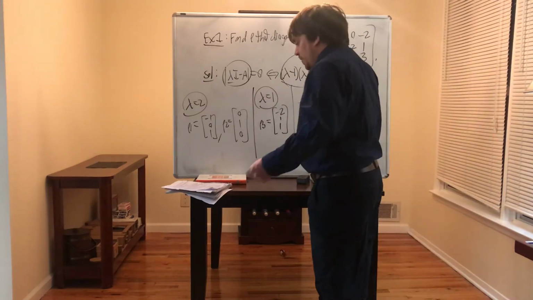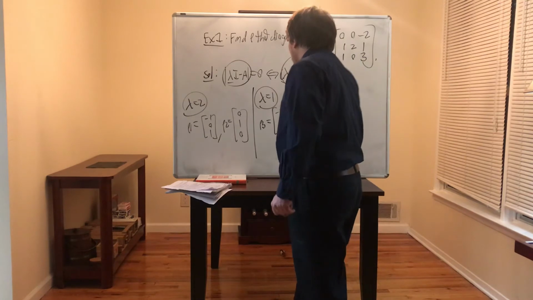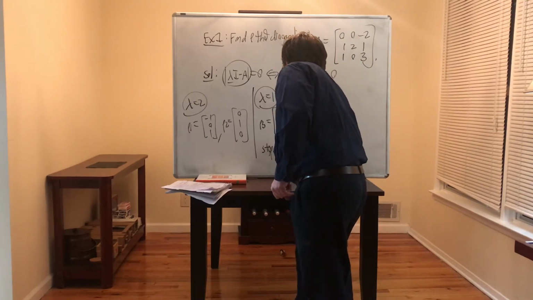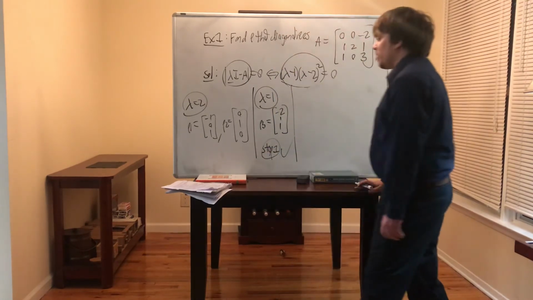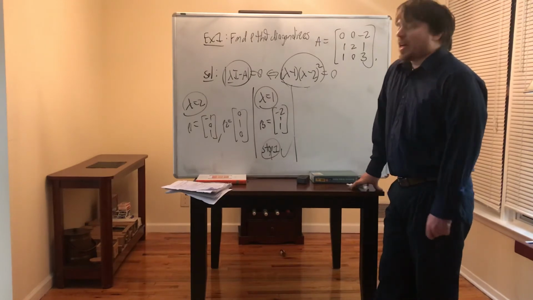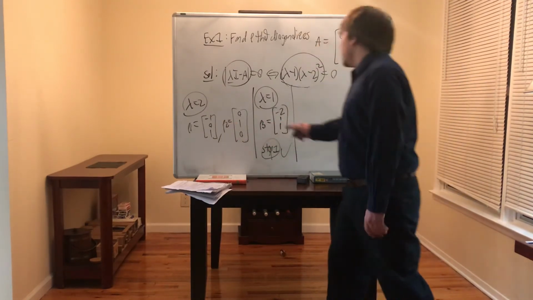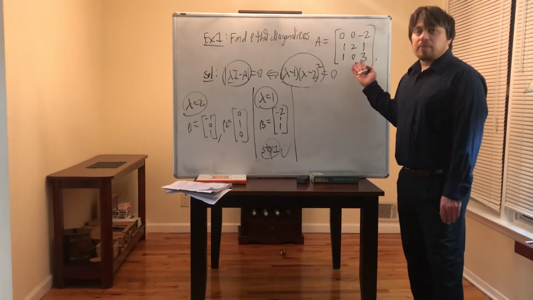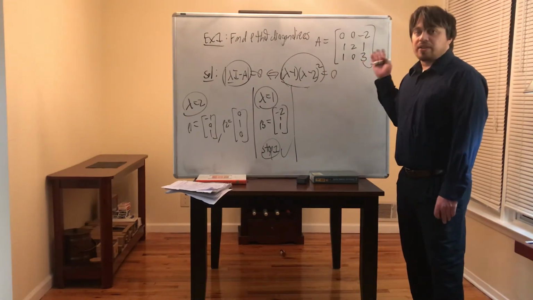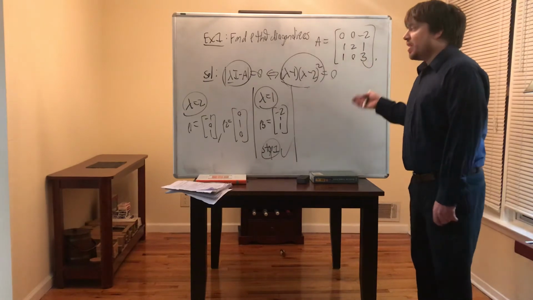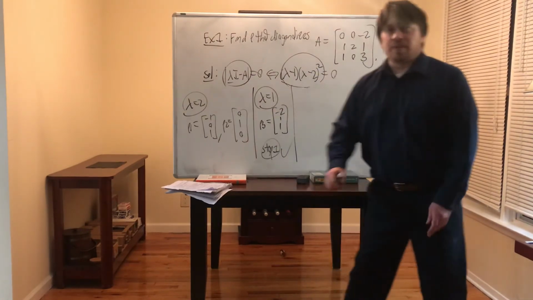And so now step 1 is done. We found a basis for each eigenspace, and we count the total number of vectors. We have 3, and n is 3 in this problem. A is a square matrix with 3 rows and 3 columns. And so we have 3 basis vectors in total.